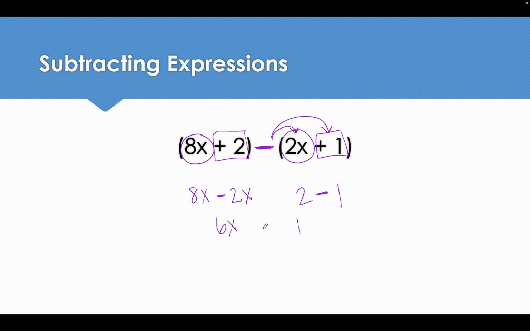When I combine my like terms, my final answer, however, still gets a plus sign in the middle, because I already did this subtraction. I already combined my like terms. 6x and 1 are my values. I don't want to change the 1 to a minus or a negative 1 by putting a minus sign in the middle. It's a positive 1, and I put a plus sign in the middle to show that it stays a positive 1.